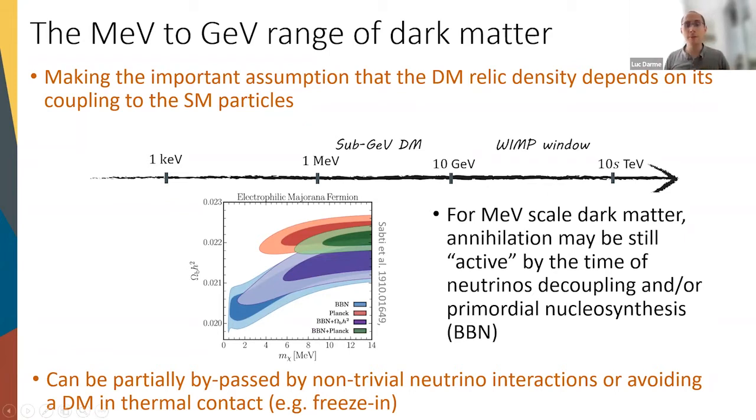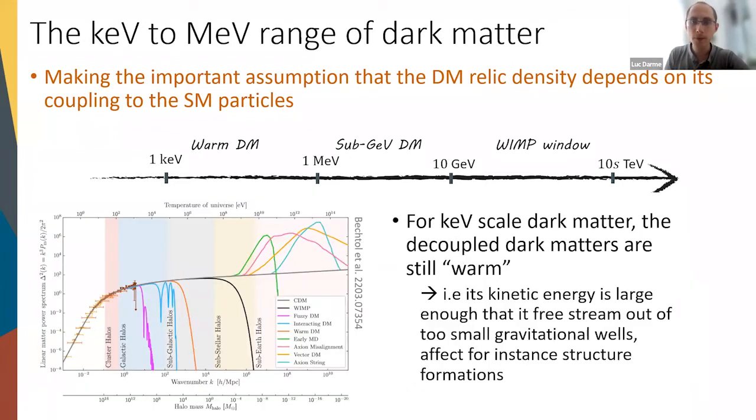This can be partially bypassed, and this will be an example by the end of this part about dark matter. If you can have some non-trivial neutrino interaction, for instance, so that you make sure the effective number of neutrinos is compensated in a certain way, or make sure that the dark matter is not in thermal contact anymore. We'll come back to that because those models of freezing are quite important, in particular for experiments looking at very light dark matter.